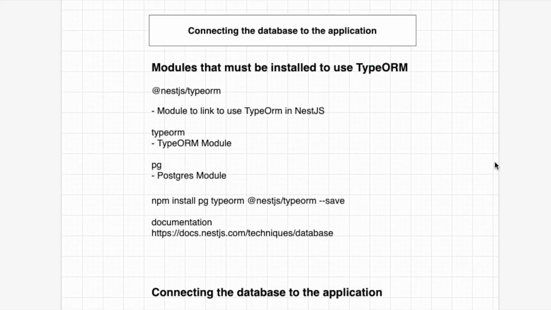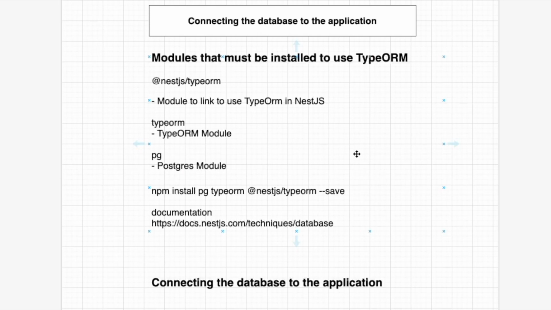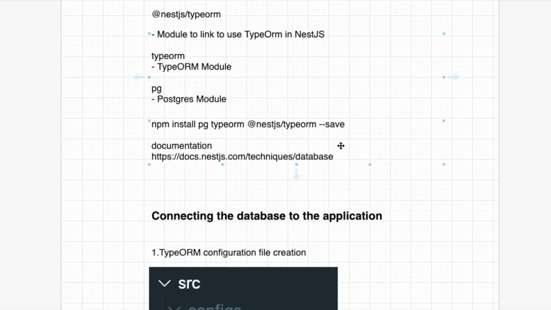Hello my friend, today we are going to connect the database to the application. To do that, there are some modules that we need to install in our application. The first one is the Nest.js TypeORM, the module to use TypeORM in Nest.js. There is also the TypeORM module, which is just TypeORM itself, and then PG for Postgres. So we need to install these three modules.